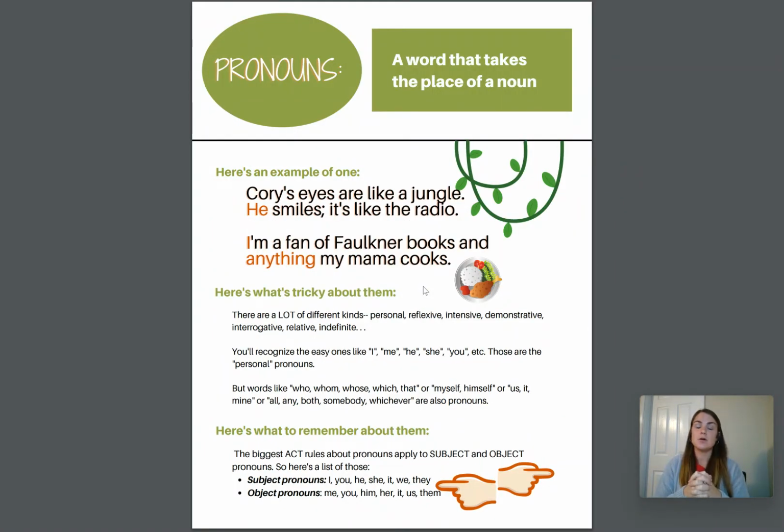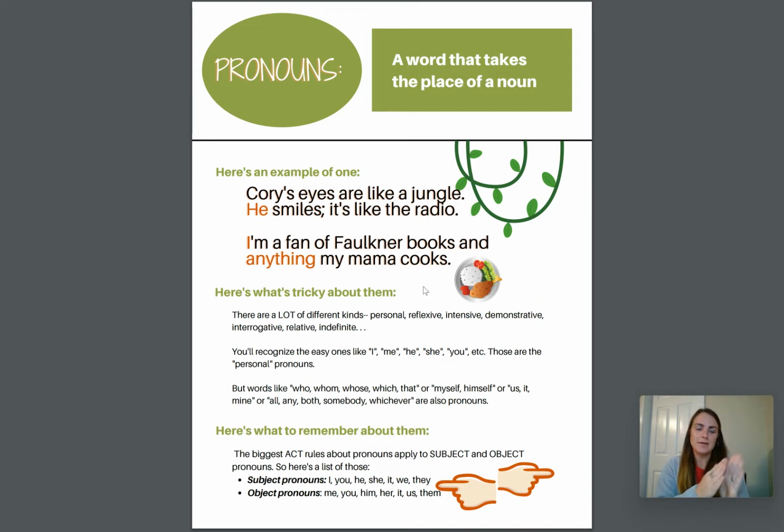So pronouns are, now that we just talked about nouns, a word that takes the place of a noun. You already know what the noun is, but instead of saying that word every time, a pronoun fills in for it. So Taylor Swift helps us with this one. Corey's eyes are like a jungle. He smiles, it's like the radio. So Corey, that's our noun, right? He's a person, but we're going to say he the next time we refer to him, and that's going to be the pronoun. It stands in for Corey, so you're not saying that every time. So that's what a pronoun does. That's a really simple version. Obviously, it gets more complicated because everything always does with grammar.